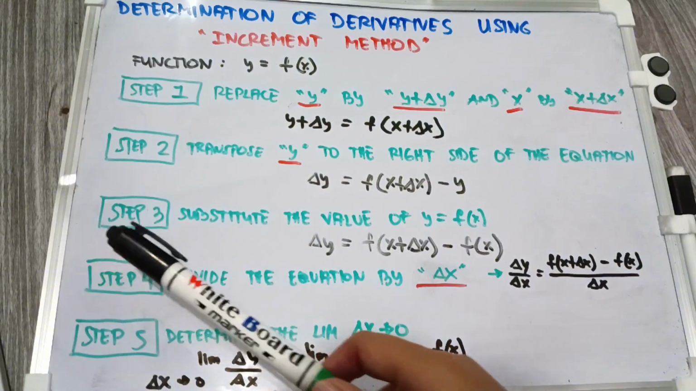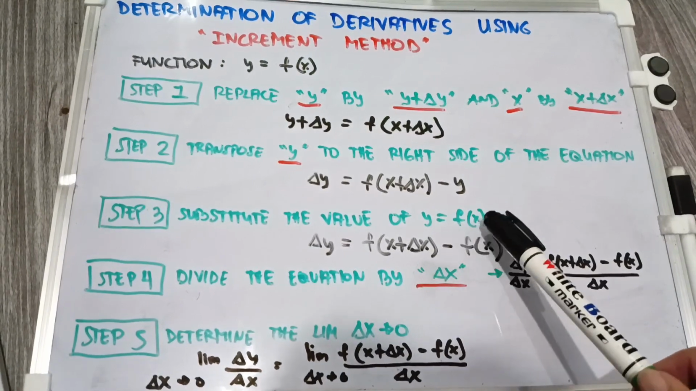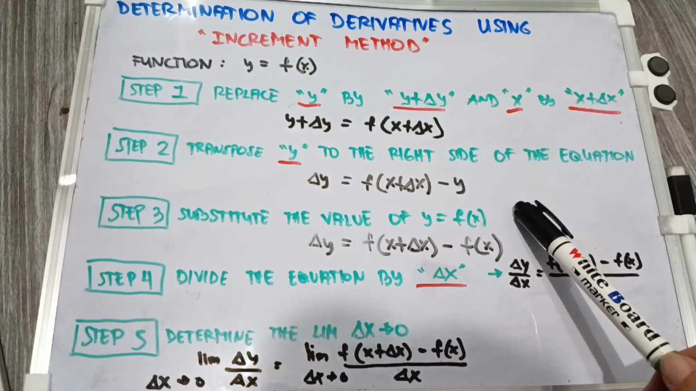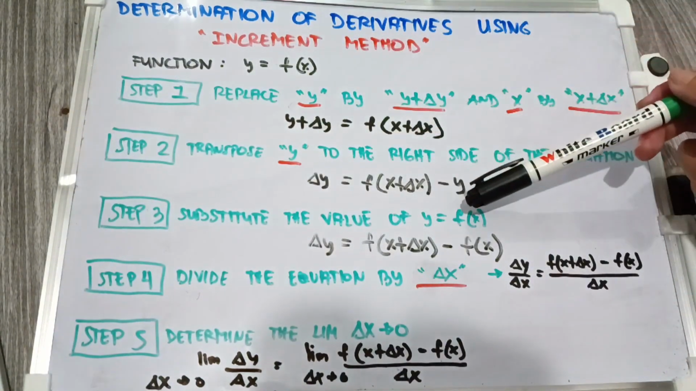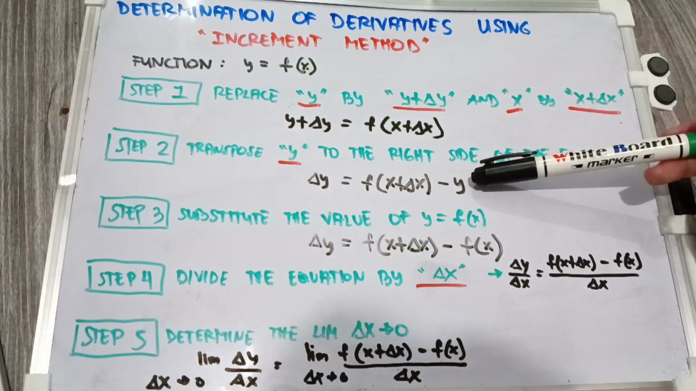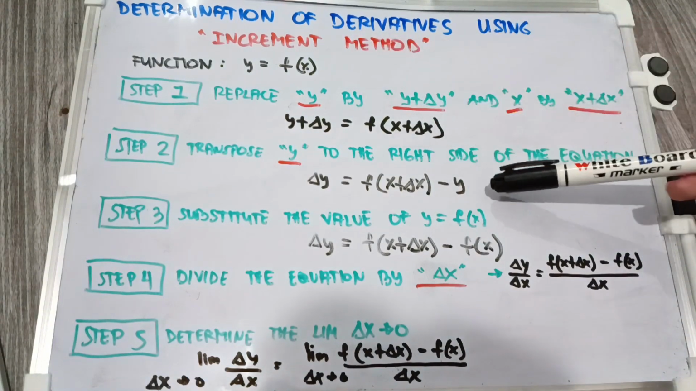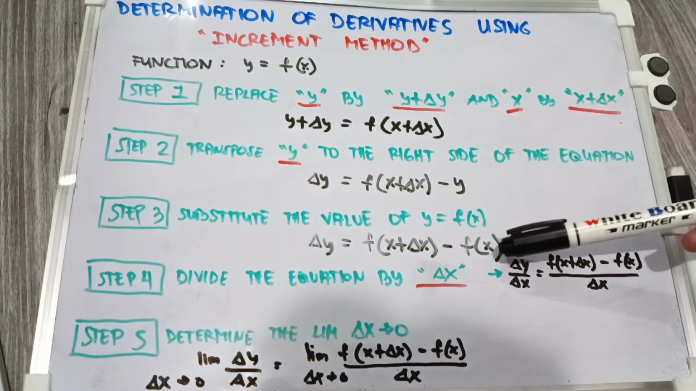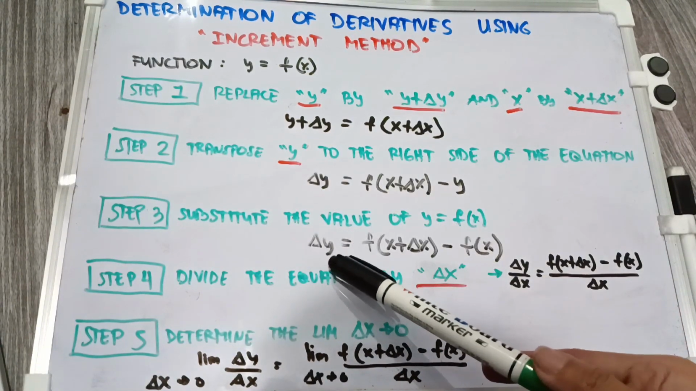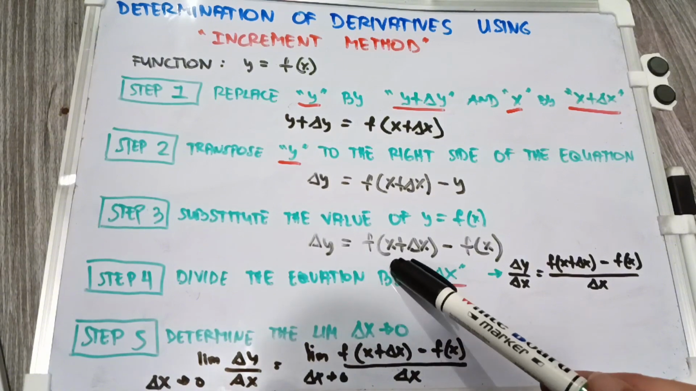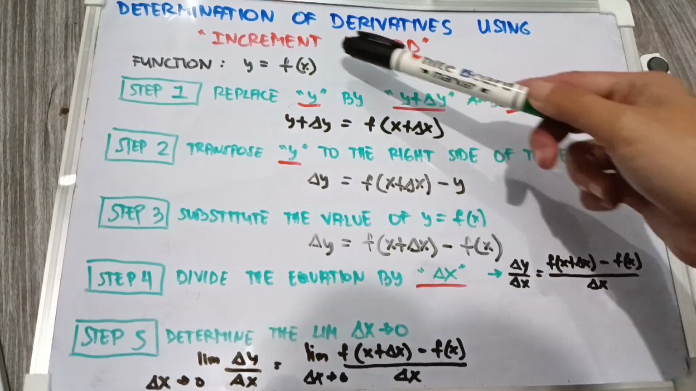In step 3, substitute the value of y is equals to f of x. It says here that the value of y, we should substitute it in here. What is the value of y? The value of y is f of x. So we are going to substitute it to this. So from this, it became delta y is equals to f of x plus delta x minus the value of y, f of x.